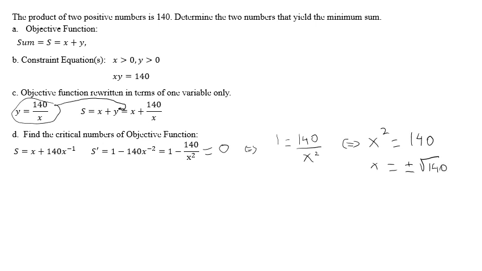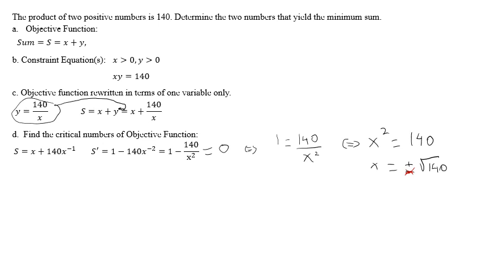But here, remember, our constraint is that x must be positive, so that means that the negative, I'm going to reject it. So I'm going to cross it out. And remember that, so that's one critical number. That's how we find it, by taking the derivative, setting it equal to 0 and solving it.